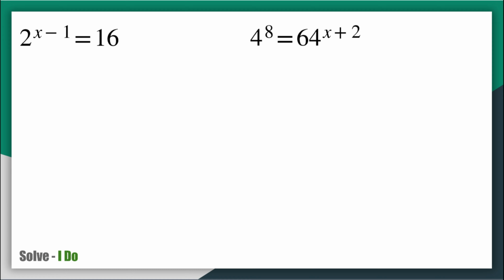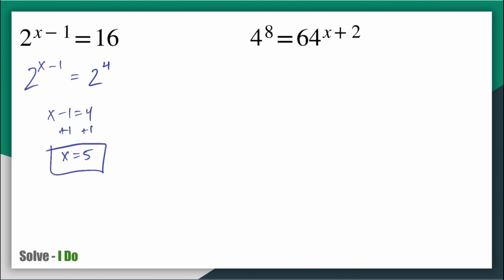So a little trick that you can do is we can look at 16 and go, can we write 16 to have a base of 2? And well, you can, right? Because 2 to the power of 4 is 16. So we can rewrite this: 2 to the power of x minus 1 is equal to 2 to the power of 4. Now we have the same base, so our real equation is x minus 1 is equal to 4. We add 1, and we get x is equal to 5. And that makes sense if we plug it back in, right? 5 minus 1 is 4. 2 to the power of 4 is 16.